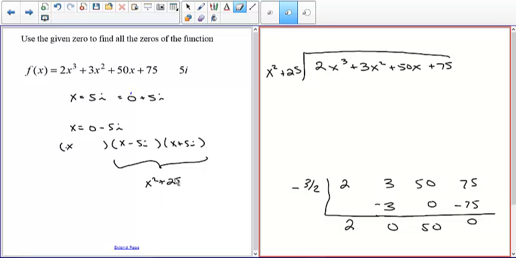So what we have here is the product of these two factors, and we get this quadratic term x squared plus 25. So to find the third factor, which is the real factor here, or the real zero, we need to divide the original polynomial by the quadratic term. And we could do that two ways. We can use synthetic division, or we can use long division.